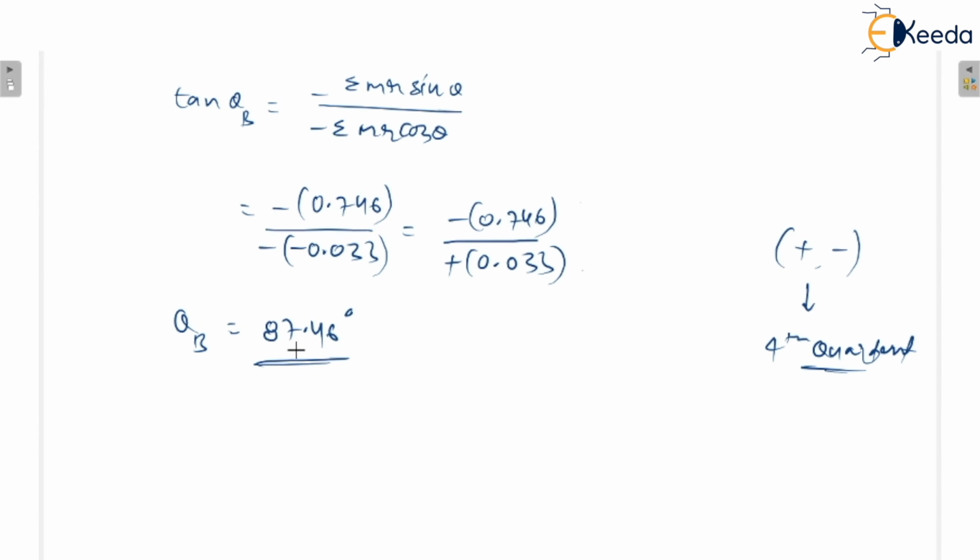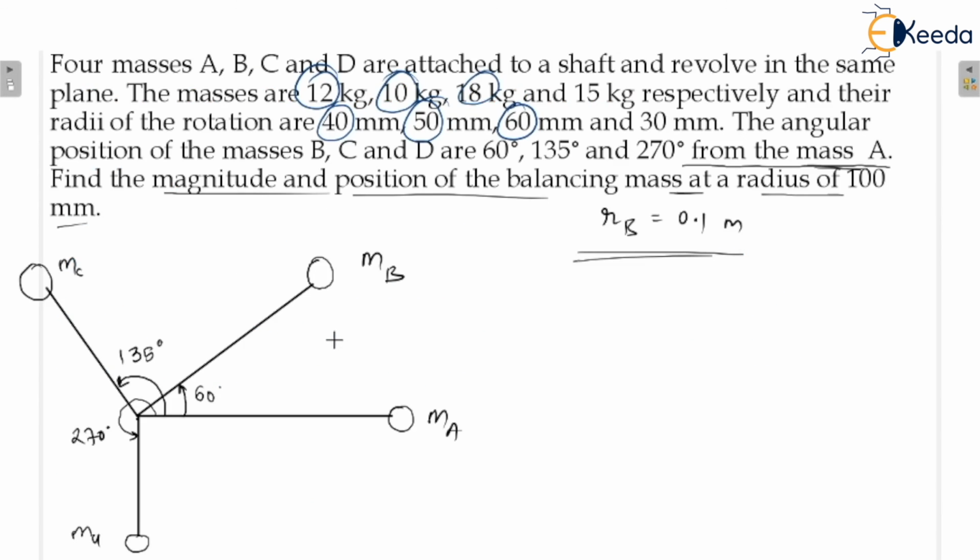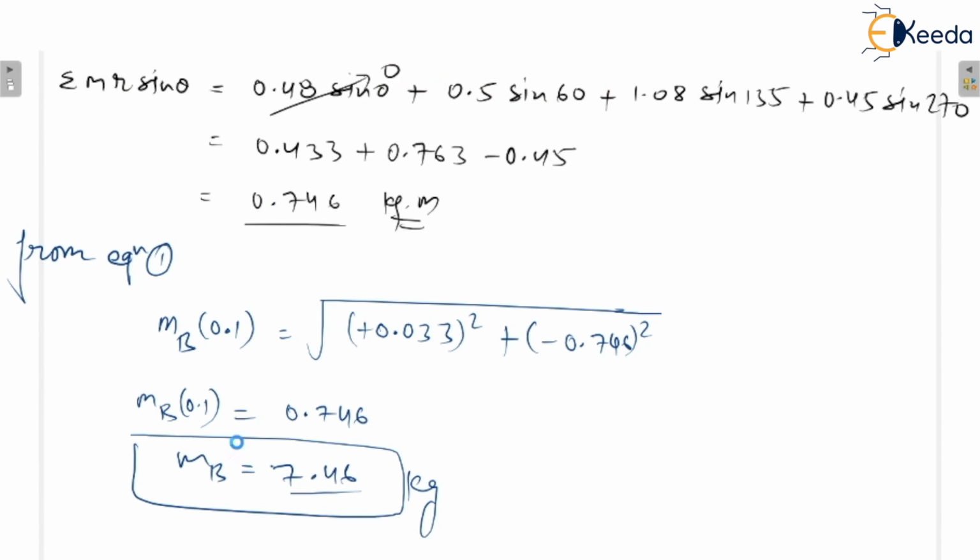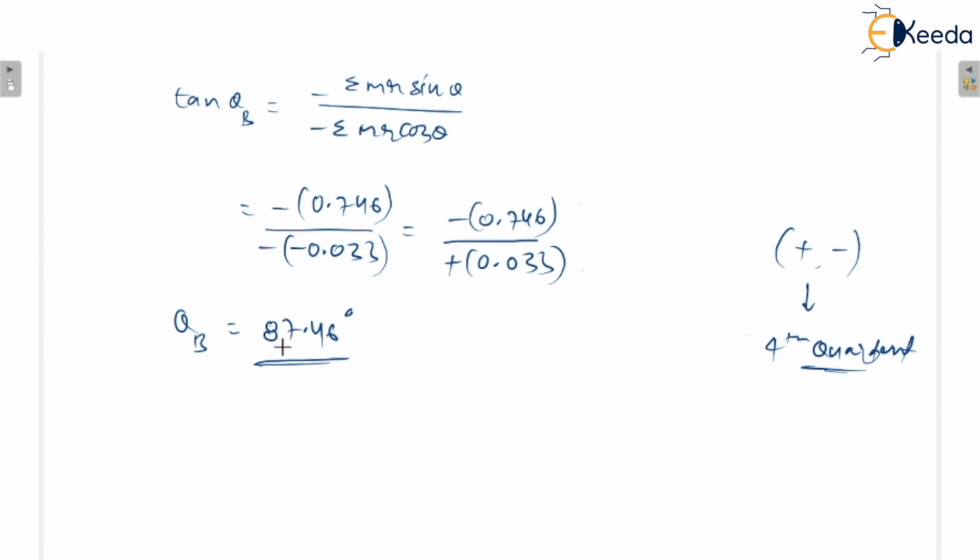If you write down this answer, you have to mention that it is measured from the position of A in the clockwise direction. But basically it is not the correct answer, because it actually represents the first quadrant. You can see here it is representing the first quadrant, because all the angles are measured in the anti-clockwise direction. So it will not be the correct answer, because we know that the position of the balancing mass is in the fourth quadrant. Fourth quadrant means you have to subtract it from 360 degree.